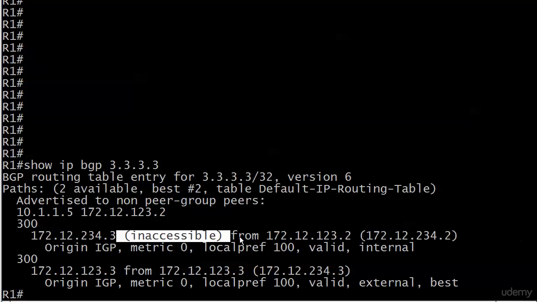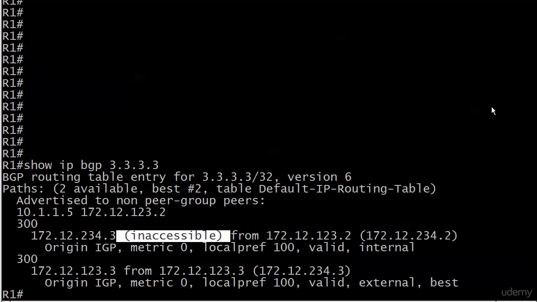It's directly connected to 172.12.123.0/24, but it's not directly connected to 234.3, and we're not running any protocol that would let router 1 know about it. We're not running OSPF, RIP, or EIGRP, and we didn't put a static route on. So immediately, router 1 says, I don't know how to get to 234.3, so I'm not even going to consider this route. So that's actually how 123.3 got chosen.